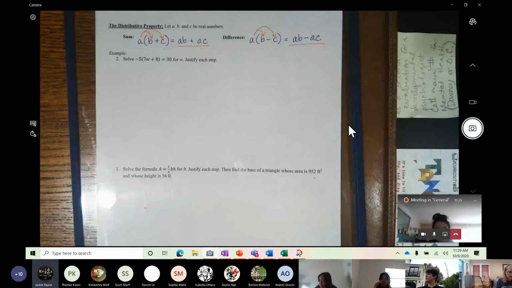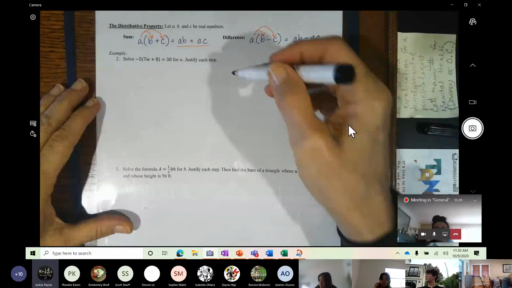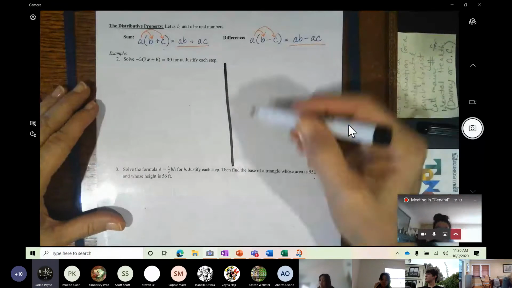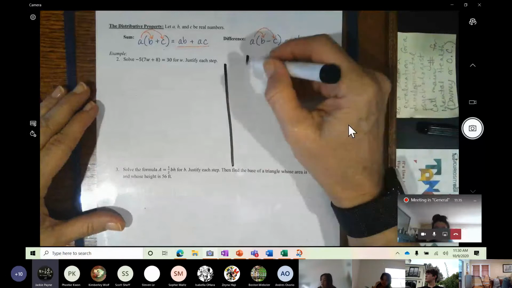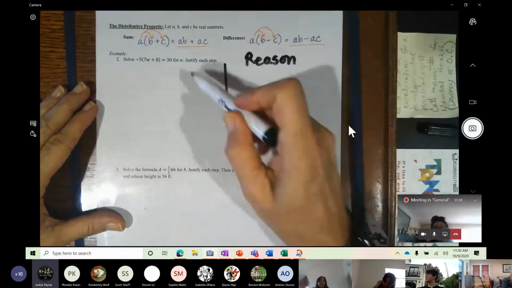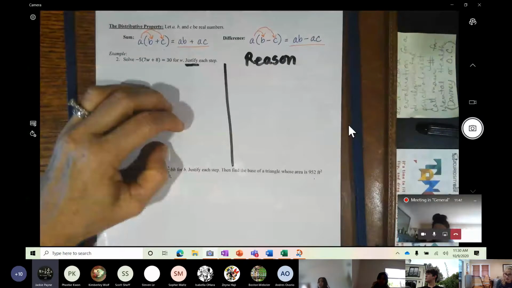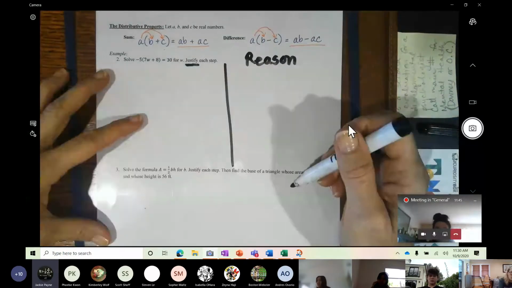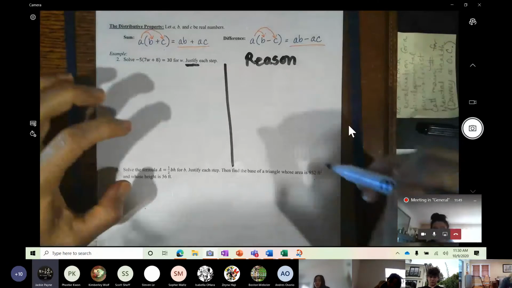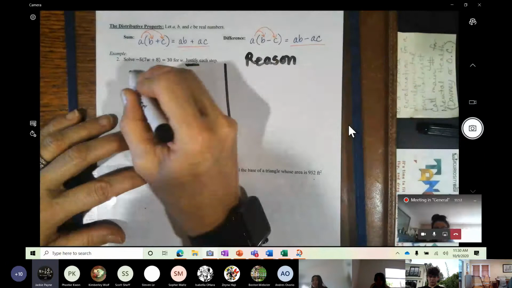So the very first thing that you're always going to do is you're going to make 2 columns. And like I could do a little arrow here, a line. And over here is going to be the reasons. And the reasons are like the justification, okay? Over here is the work, and over here is the reason. We're calling this a statement, okay? Officially, these are our statements, and these are our reasons. So the first thing you do is write it down.